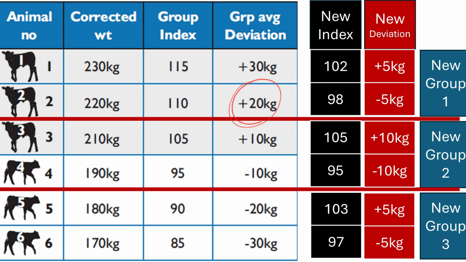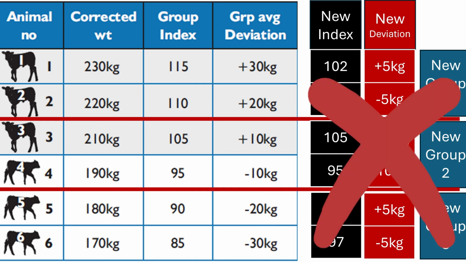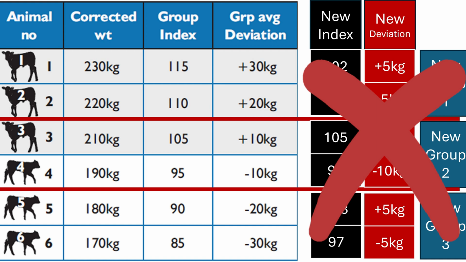Rankings can change. For example, calf 2, that was 20 kg heavier than the average of its peers, is now, after being assigned to the manipulated group, below average, whilst calf 5, which weighs 20 kg less than its peers, has improved to be above average. Wrong information is therefore used for both index calculations as well as breeding value estimation.